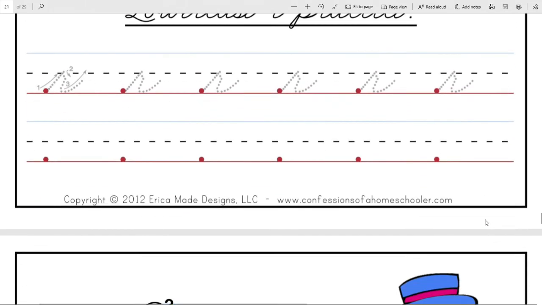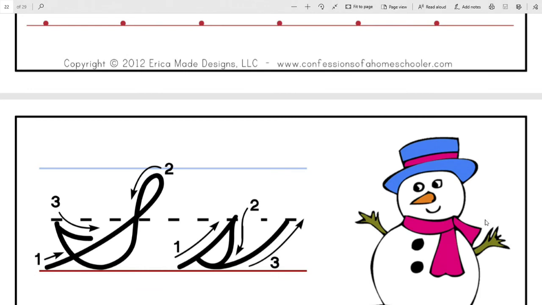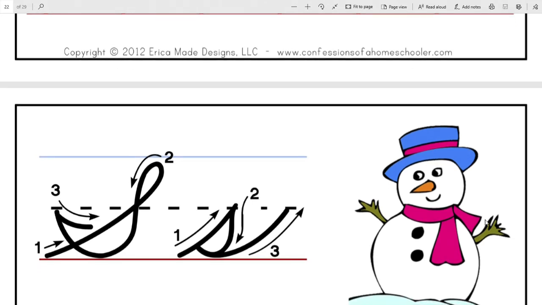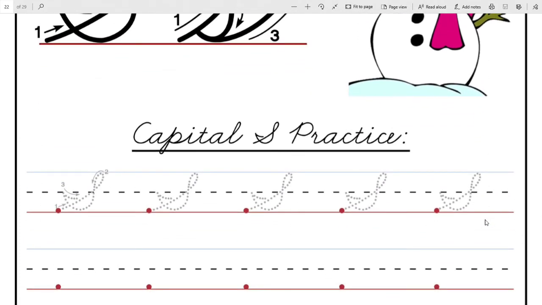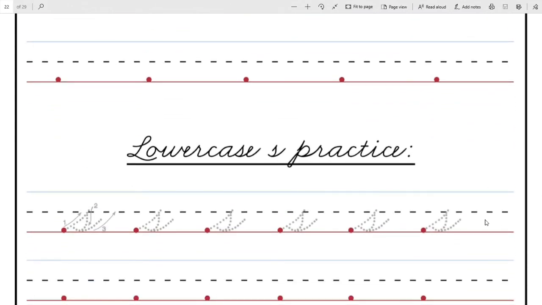Now we move to next letter S. Yes, see the capital cursive S and small cursive S. What is the sound? S says S. Look at the picture. It's snowman. Okay. Now we move to writing part. See how we write capital cursive S and small cursive S.